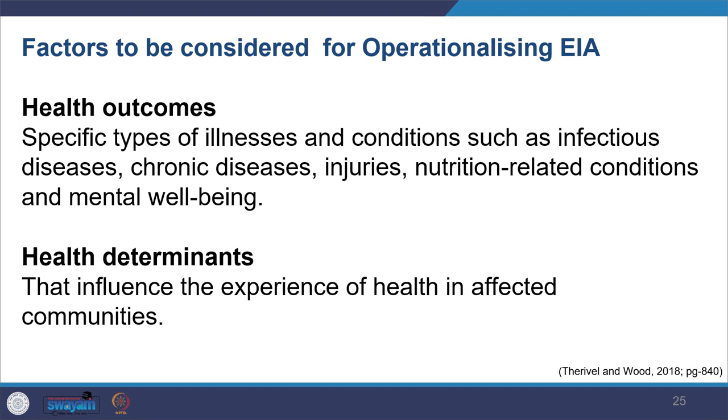And there's another term where you look at health determinants. So health determinants are factors that influence the experience of health in the affected communities. So when I'm ill, that's the outcome, but what kind of experience I go through because of my illness in a particular context is the health determinant. So that is how we understand health outcomes and health determinants, the difference between the two.